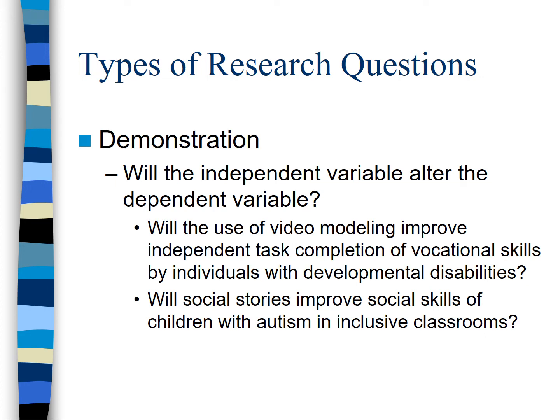So it has all of the elements it needs, but it's a very straightforward question. For many of you, I'm going to encourage you to maybe stick to this type of question for this course because it's simpler. Again, the issue would be what you're interested in, but for many of you, this may be a good choice. Or the other example, will social stories improve social skills of children with autism in inclusive classrooms? So it's got, I forgot the setting, it's also that one.